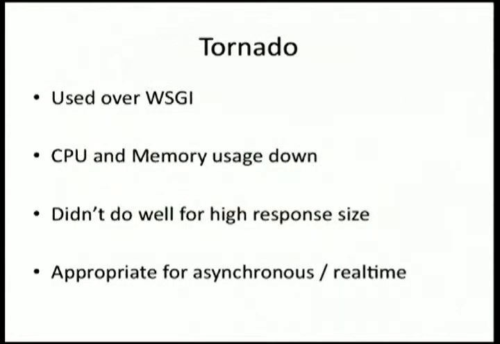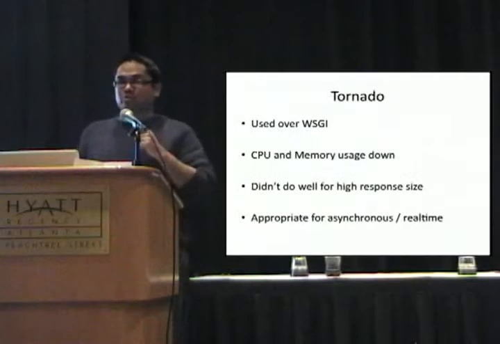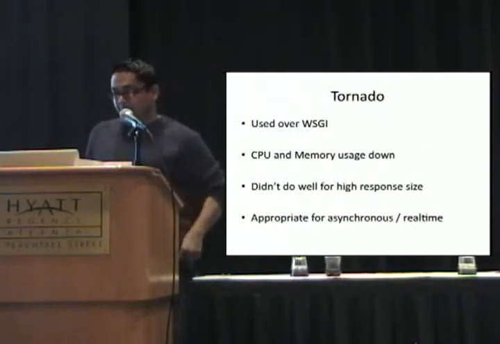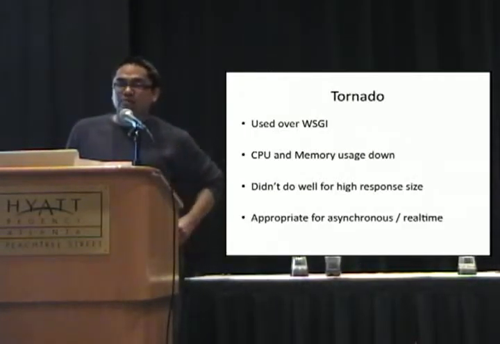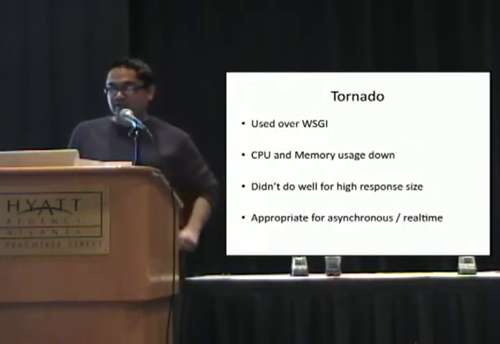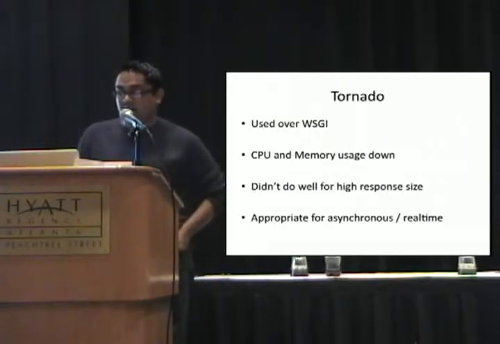Here is what we noticed. As I said, we used it over WSGI, so it's not exactly leveraging its capabilities. But what we noticed is CPU and memory usage went down by 5 to 10%. What we were shocked to see is that it did not do well for responses with a higher size. So we did not end up using it at production setting for that app.